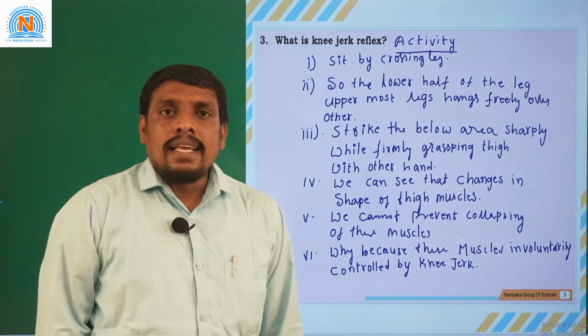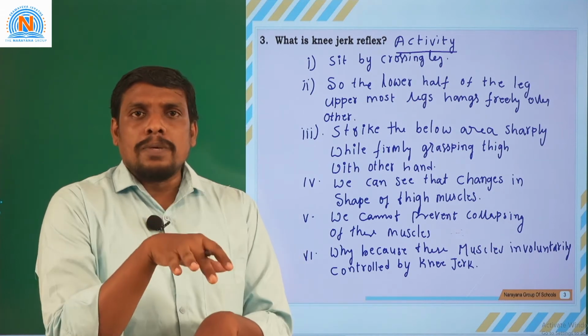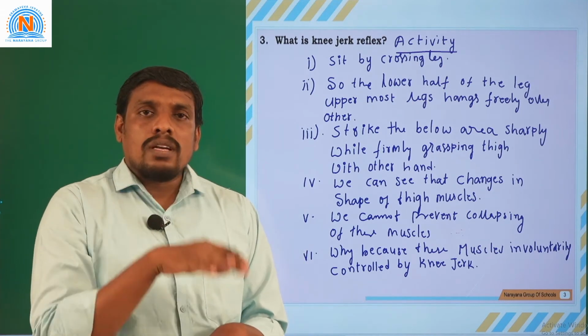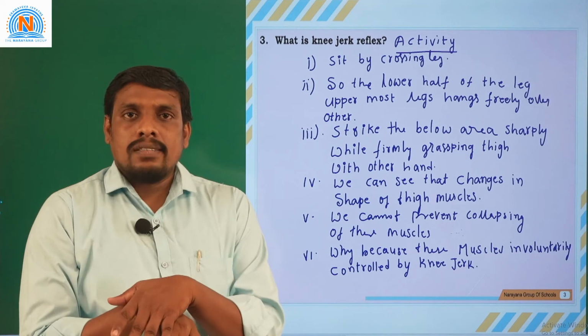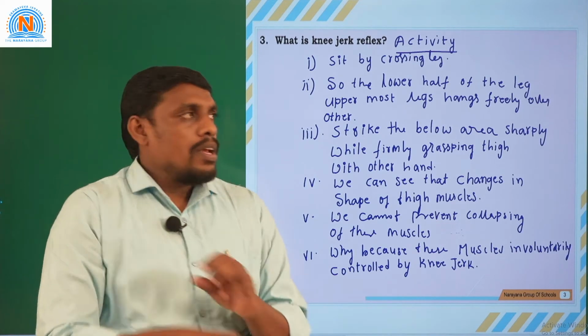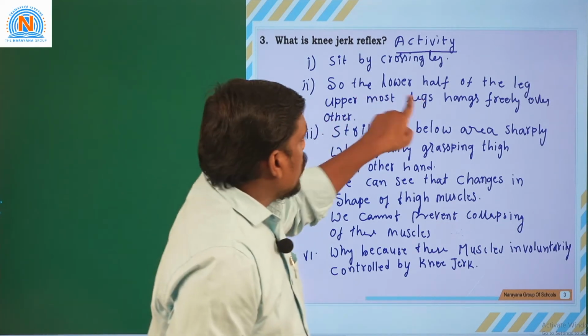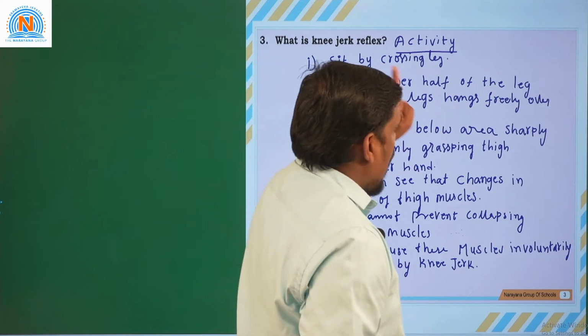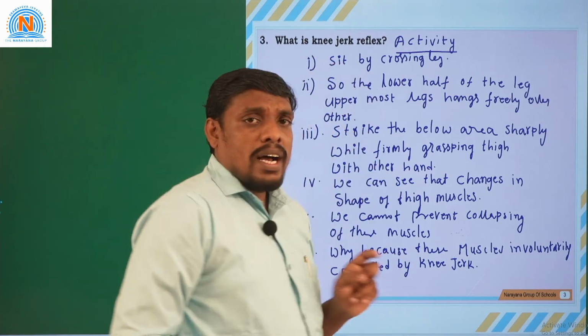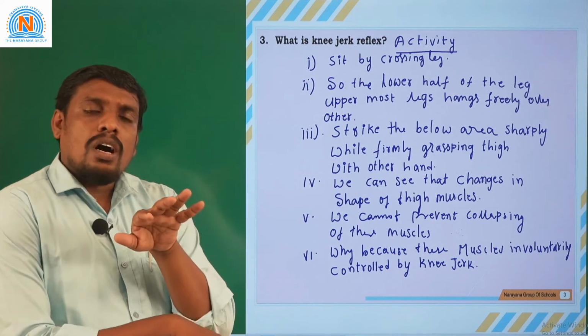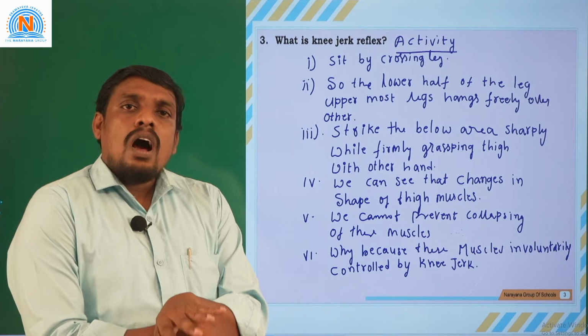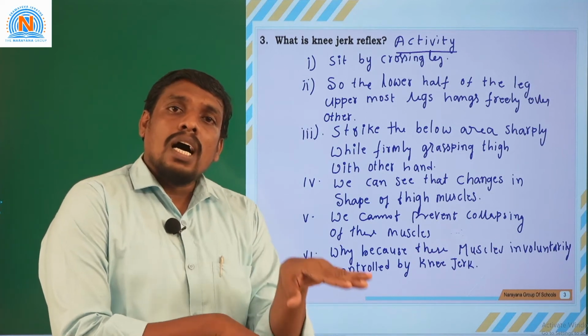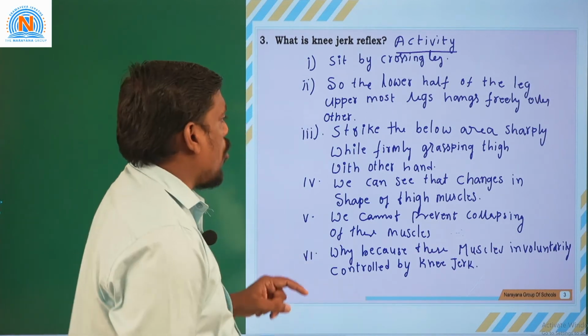Sit by crossing legs, which means place the right leg on the left leg or the left leg on the right leg. Sit in a chair, and then the lower half of the uppermost leg hangs freely over the other. The lower half of the leg hangs freely on the other leg. That is the meaning of the second point.